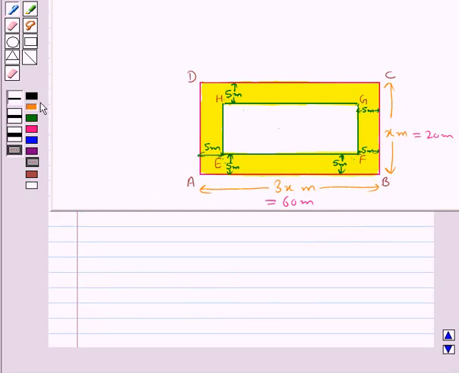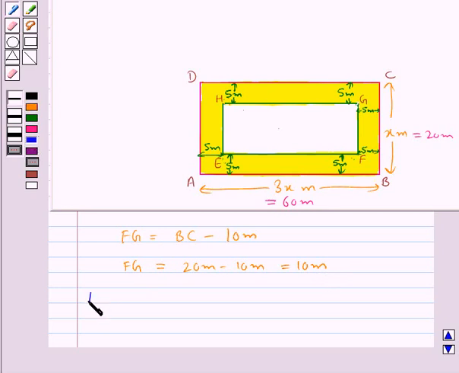Then next we find out the length of FG. This would be equal to BC minus 10 meters as it is 5 meters from both these sides. So we subtract 10 meters from BC to get the length of FG. That is, we have FG is equal to 20 meters minus 10 meters equal to 10 meters. So FG is equal to 10 meters.